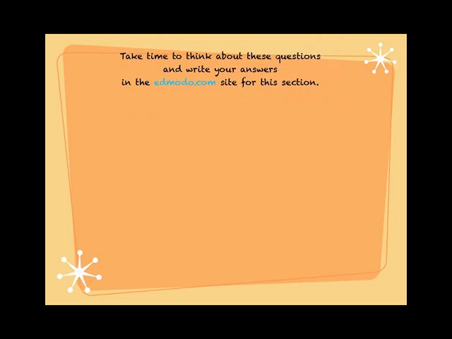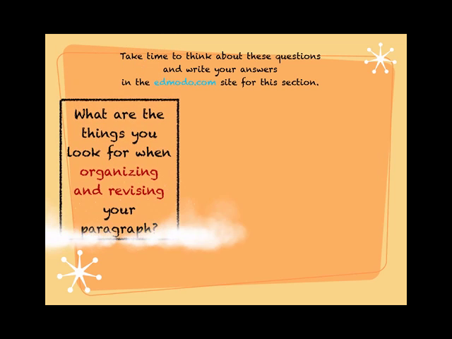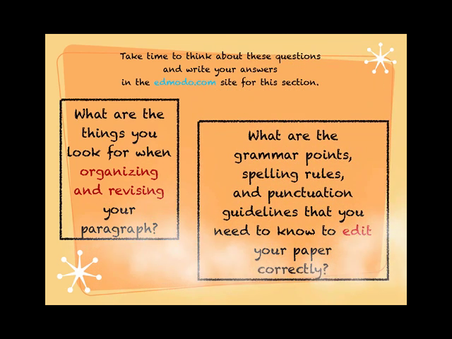Okay, number 5. Take time to think about these questions and write your answers in the Edmodo site for this section. So what are the things you look for when organizing and revising your paragraph? What are the grammar points, spelling rules, and punctuation guidelines that you need to know to edit your paper correctly? If you don't have the answers to these questions right now, that's part of what we can help you figure out later on. So don't worry, just do your best and make a few guesses about what these mean right now. Write them in your Edmodo site and go on to step number 5.